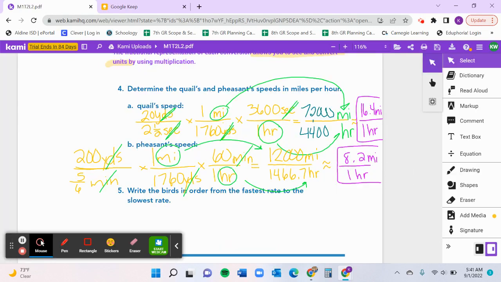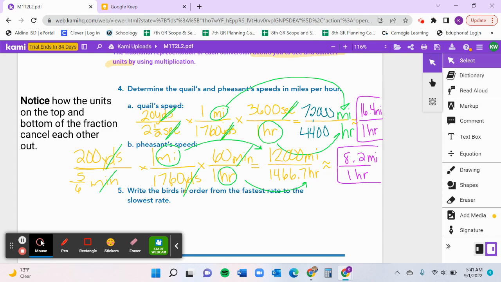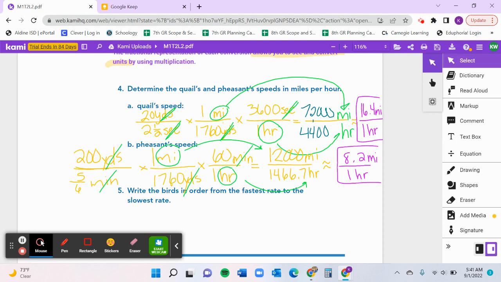Here is my work showing number 4. For A, you should have gotten 16.4 or 16 4/10 miles per hour. And for the pheasant speed, you should have gotten 8 2/10 miles per hour. I used my reference sheet to find my conversions, and then I multiplied straight across the top and straight across the bottom. Then divided to simplify.